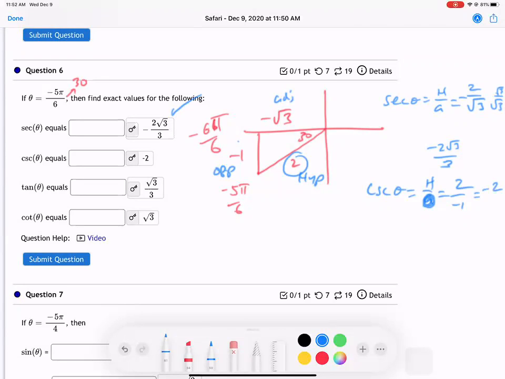Tangent. Tangent is opposite over adjacent. So it's negative 1 over negative square root of 3. Oh, they're both negative, so it's positive. And we don't like the square root on the bottom, so we multiply the bottom and the top. Square root of 3 over 3.